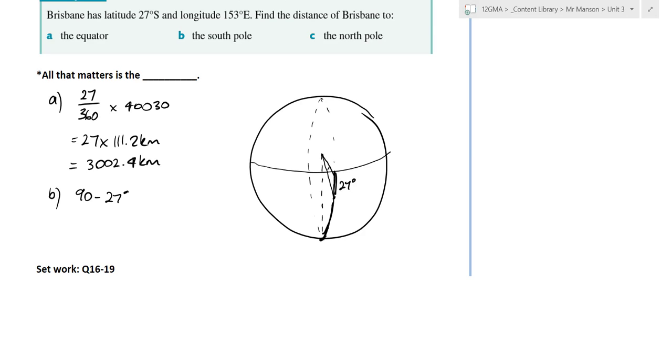So it's 63 degrees. So therefore the distance is equal to, not 27, I'm just copying now, which is bad, 63 times 111.2. And if somebody can do that calculation for me. 7,005.6.